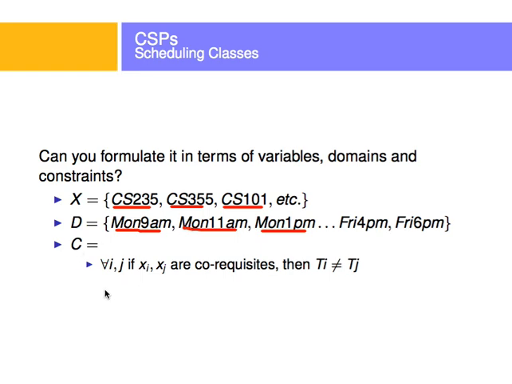And we can formulate the following constraint. For all i, j, if the classes of x sub i and x sub j are co-requisites, then the times must be different. If they're not co-requisites, well, then they can happen at the same time. That can be one way of formulating this problem.